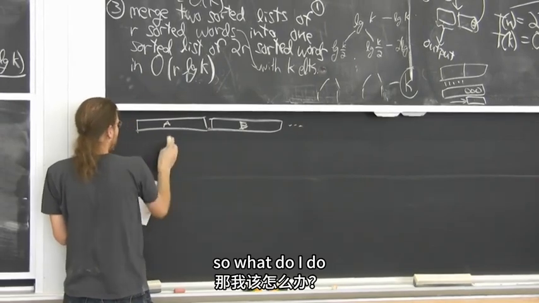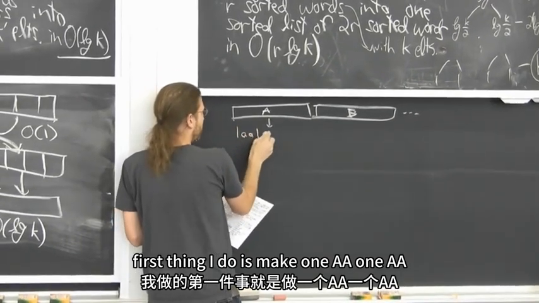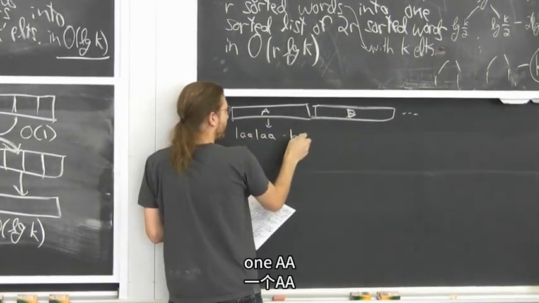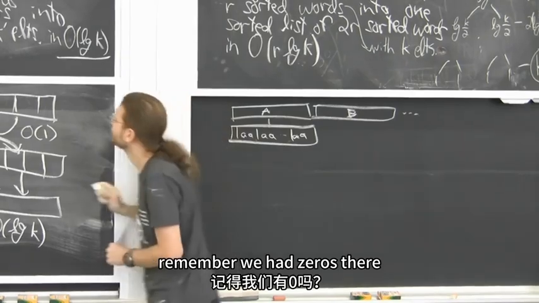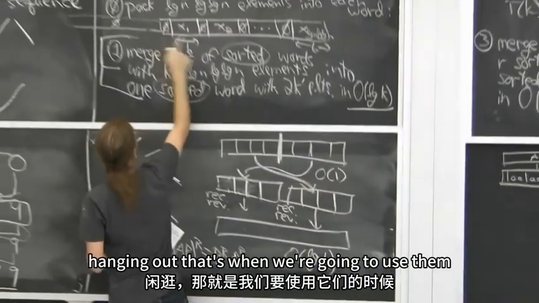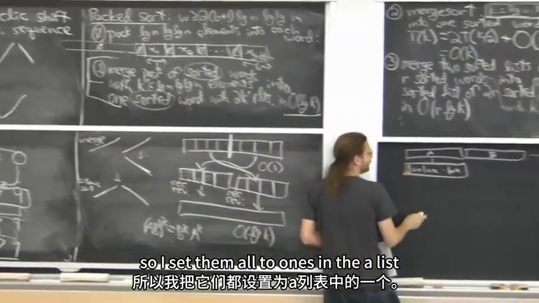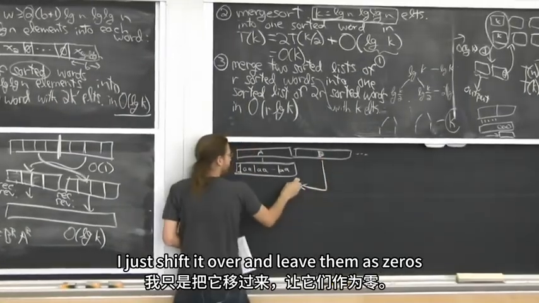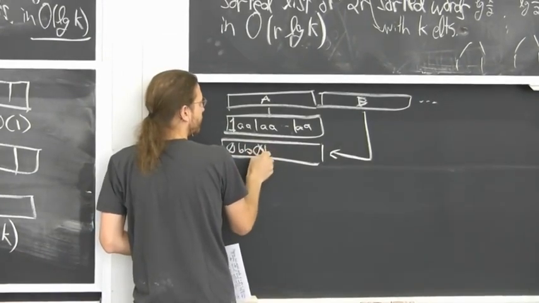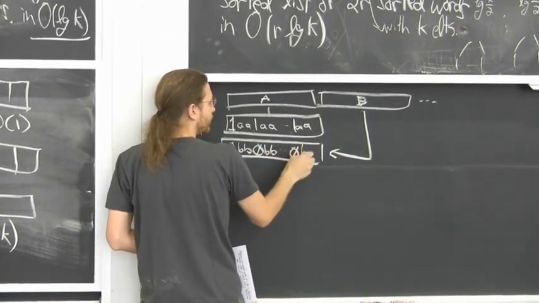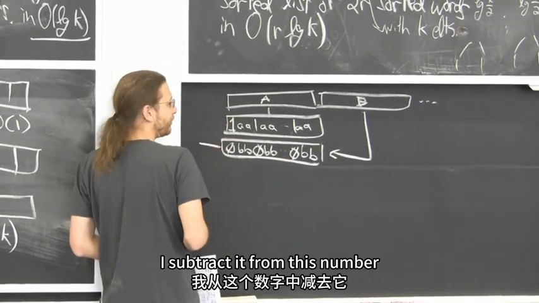So what do I do? First thing I do is make 1 A, 1 A, 1 A. In other words, I add in these 1 bits. Remember, we had zeros there hanging out. That's when we're going to use them. So I set them all to 1s in the A list. I take the B list, I just shift it over and leave them as zeros. Okay, time for bit tricks. All right, then I take this number, I subtract it from this number.